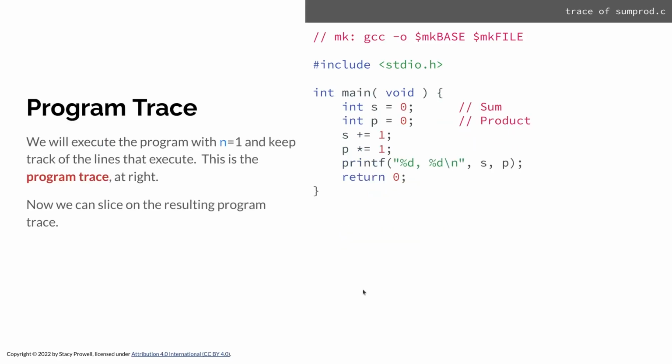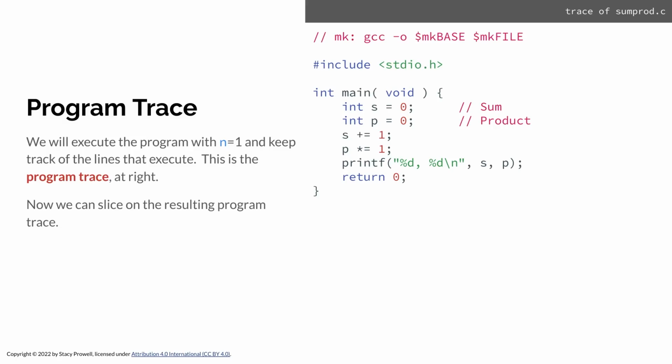If I do all of that, I wind up with this. I've symbolically executed the program with N equal 1, and it turns out this is what I have left. S gets 0, P gets 0, S plus equal 1, P plus equal 1, then do the printf and the return. That's it.